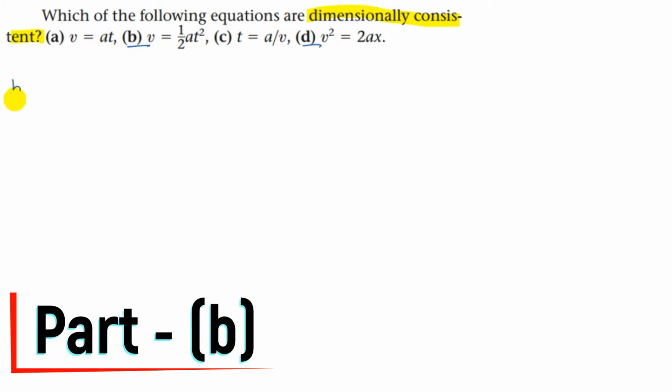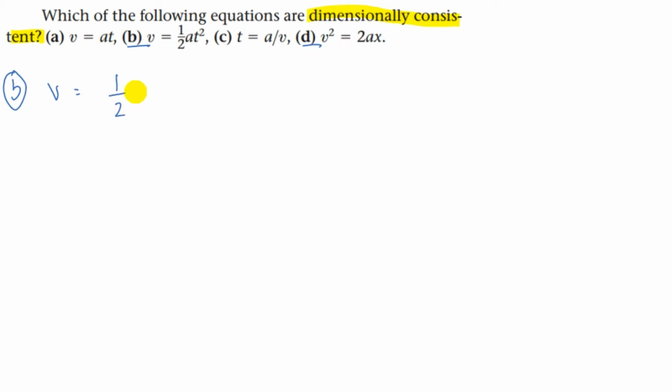So the B part, which is v equals 1 over 2 a times t squared. Now what I'm going to do is write the dimension of the left side of the equation and then the right, and then we'll compare whether the dimensions are equal or not. So for velocity, it is meter per second. So meter per second means length over time. This will be the dimension for velocity.